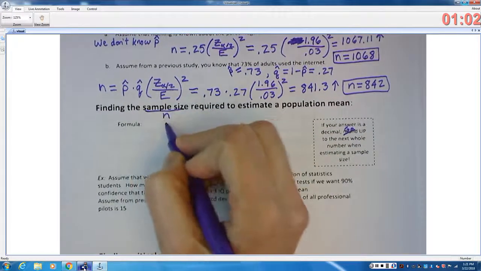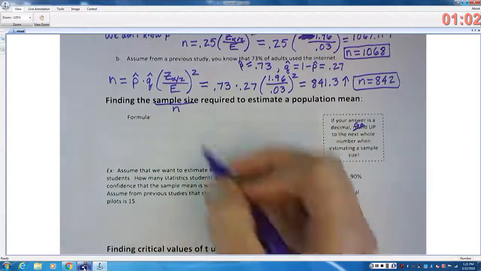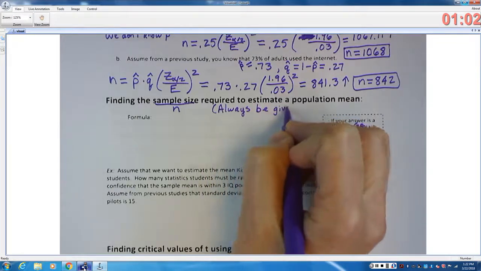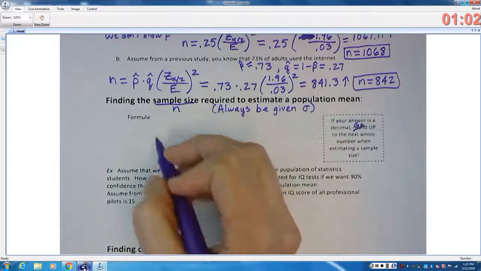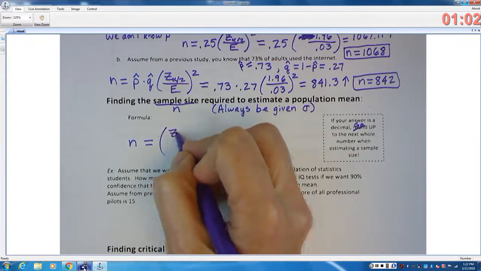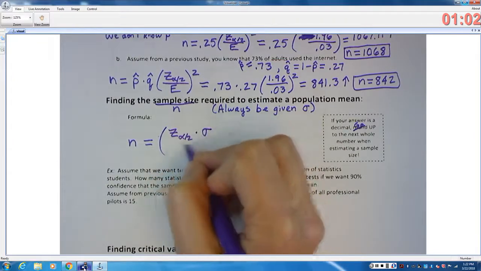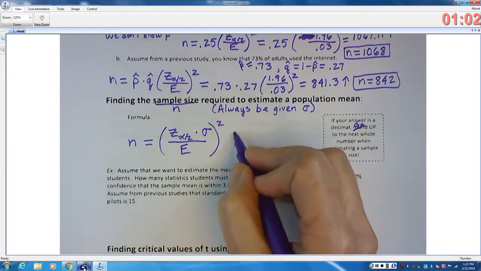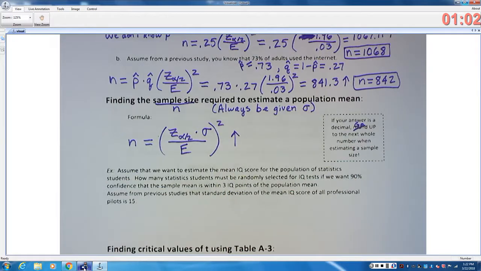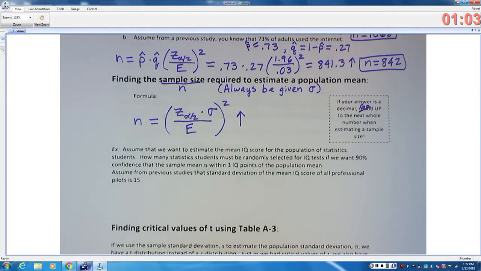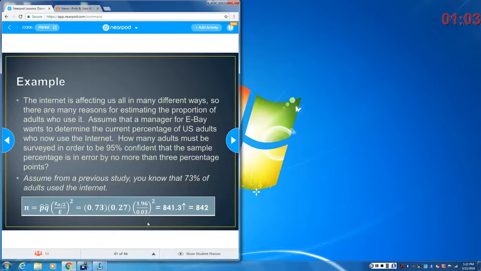Sample size is small n. The formula, we will always be given sigma on these. They've just solved E for a mean for n, but we give you this on the formula sheet. z alpha over 2 times sigma divided by E, squared. Don't forget to square it. And then if you get a decimal, you always go up. So that's what the arrow means. So that's the formula. So we're going to do an example for that.